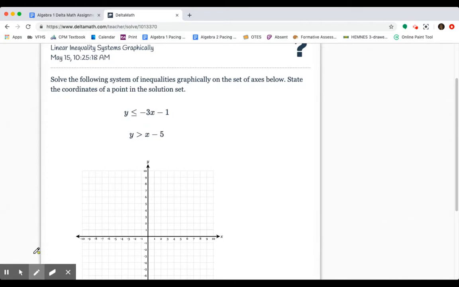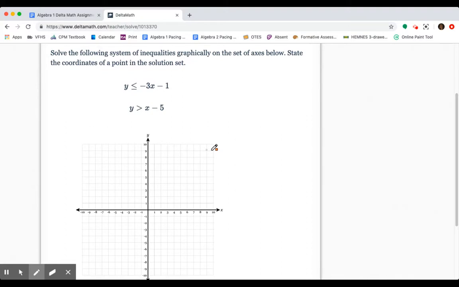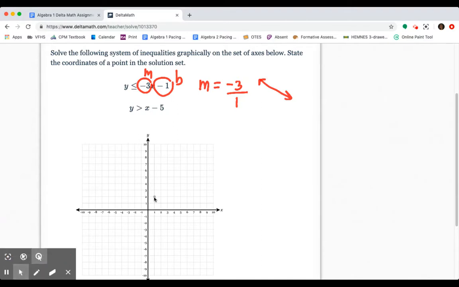Okay, so for this problem, we're doing the same thing, plotting both the lines on the coordinate plane. My first line begins at the b, -1, and its slope, the m, is -3. But we know when we're working with slope, it's easier to work with fractions. So instead of doing -3, I'm going to put it on top of 1. I know that since my slope is negative, I'm going to be having a downhill line. So I need to begin at -1, rise 3, run 1, and it needs to look downhill, so to the left.